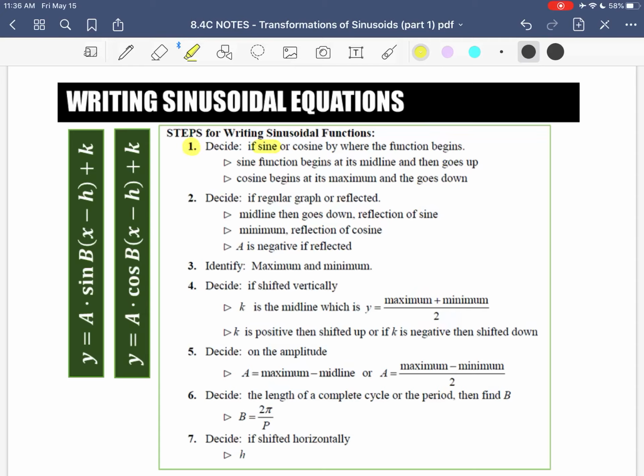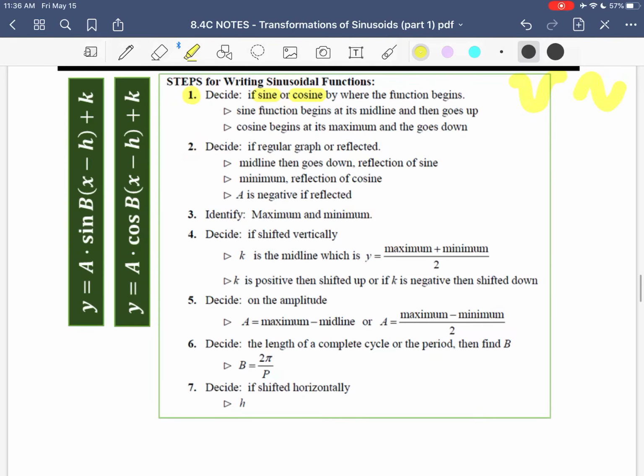So first, it'd be nice to decide whether we should use sine or cosine as the parent function. And you just look at that by asking, does it start at the top and then go down, or does it start in the middle and then wave around? That's what you really want to know.